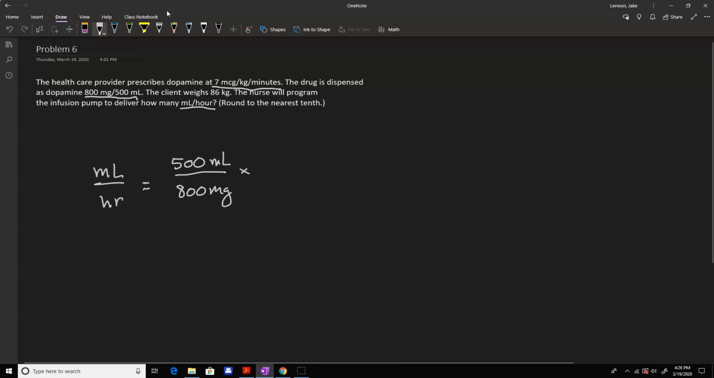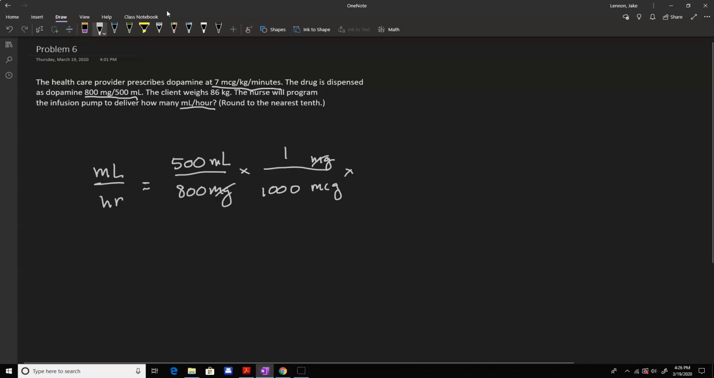So again, we need to remember how to set this up. Well, we want to cancel milligrams, and we know a milligram to microgram conversion factor. So remember, again, grams are biggest, milligrams are smaller, and micrograms are smallest in our 3 typical mass measurements that we have for these medications. So we know in 1 milligram there are 1,000 micrograms, and then milligrams are gone.